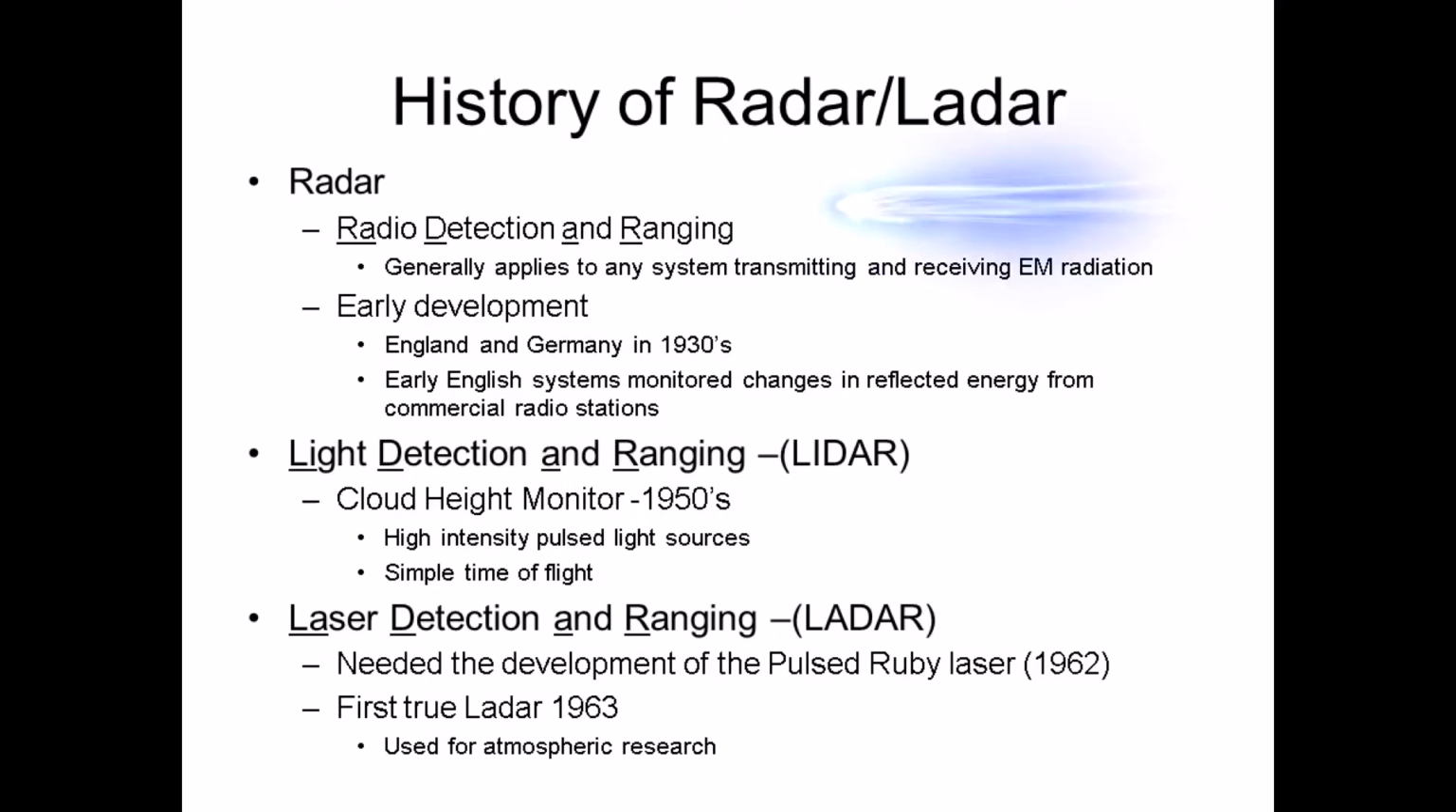We're going to begin by putting laser radar in its historical context, by realizing that it's a natural offshoot of radar, which is known as radio detection and ranging. And really, it's conceptually pretty much the same thing. Radio detection and ranging applies to any system transmitting and receiving electromagnetic radiation.